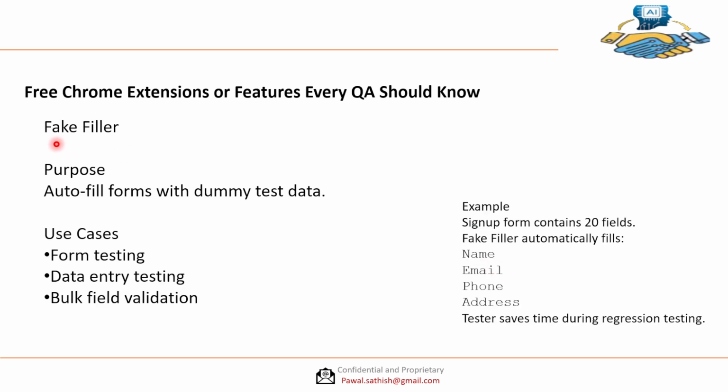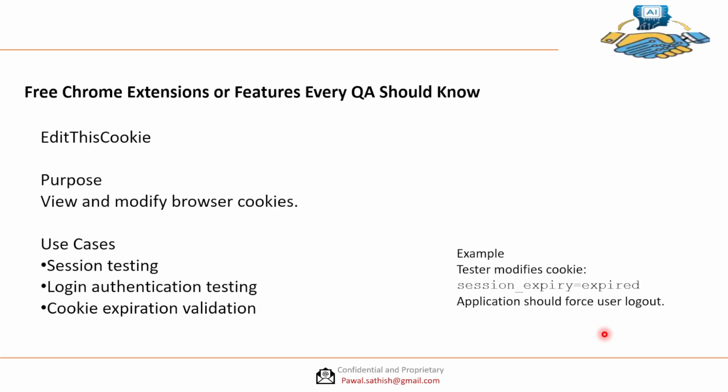Then next is Fake Filler. It autofills forms with dummy test data. It saves a lot of our time and increases our productivity. If we have data entry testing or a lot of text fields, we can use Fake Filler. If a sign-up form contains 20 fields, it will definitely be helpful. It automatically fills first name, last name, email, phone, and address. The tester saves time during regression testing.